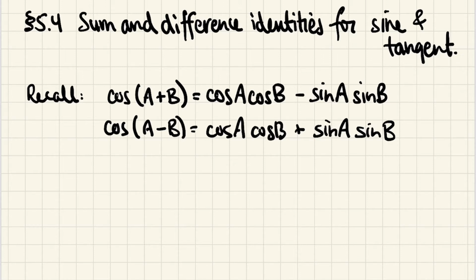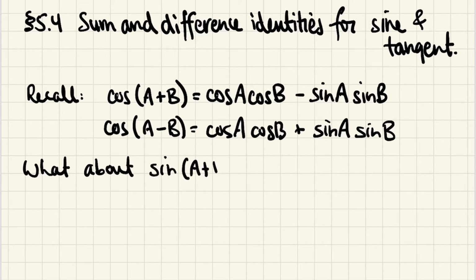So what we're after today is analogous identities for sine and indeed tangent. So let's start with sine. Can we find an identity that unwraps the sine of a plus b? So that would be the sum identity for sine. And yeah, we sure can.